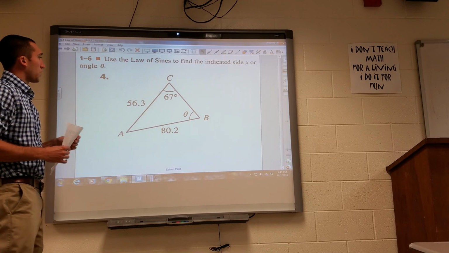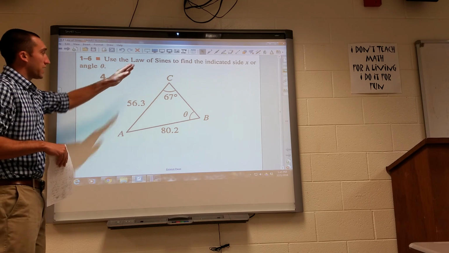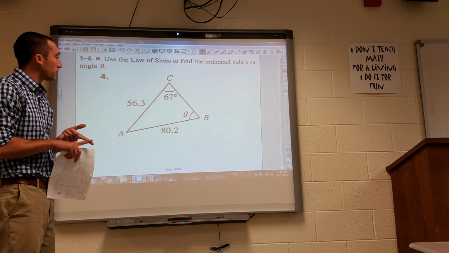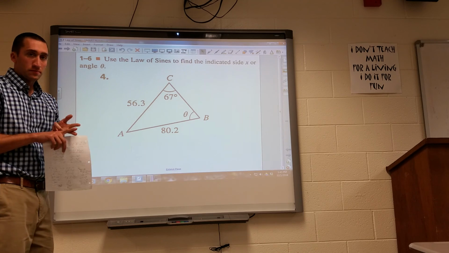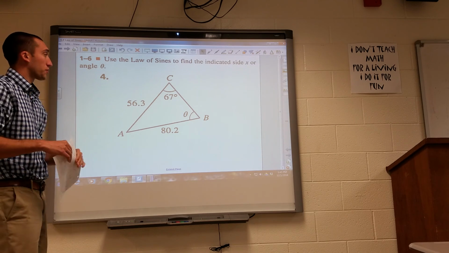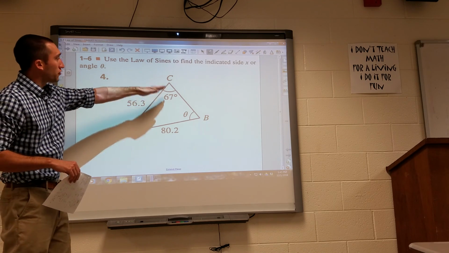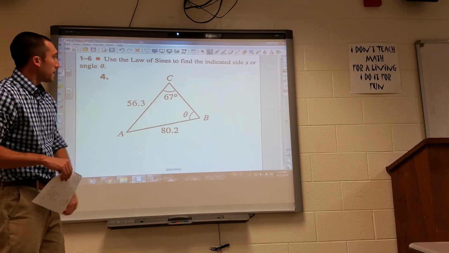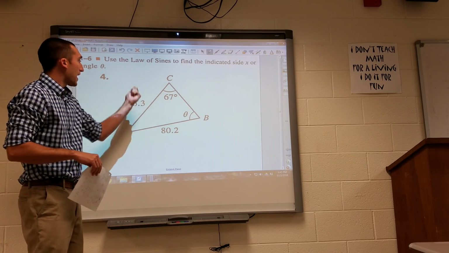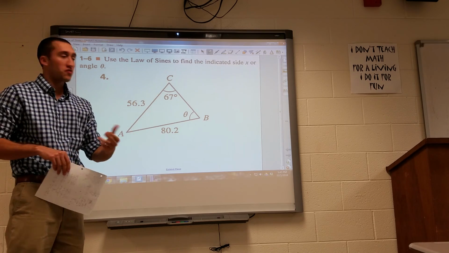So let's do some examples using the Law of Sines. What's great about the Law of Sines is we're able to find missing angles or sides of triangles that are not right triangles. So this is something pretty new to us. So I know angle C, I know side C, I'm looking for angle B, and I know side B. So I know side, angle, so I can use Law of Sines.